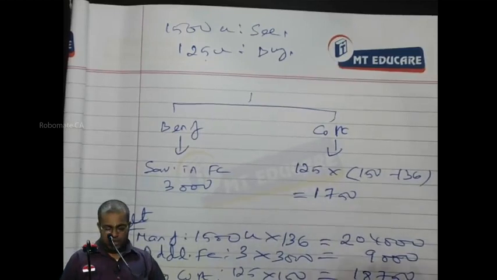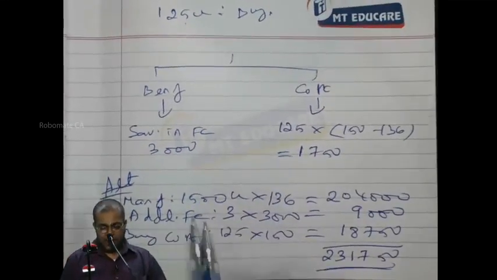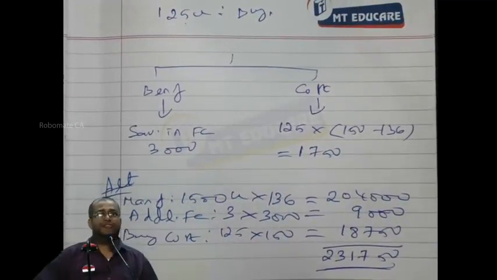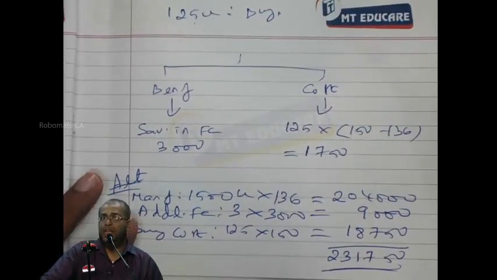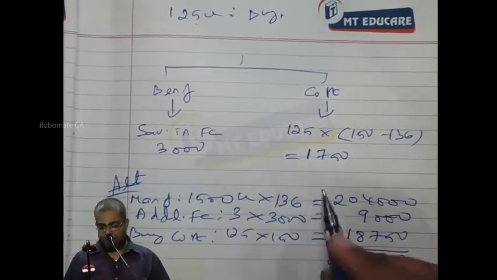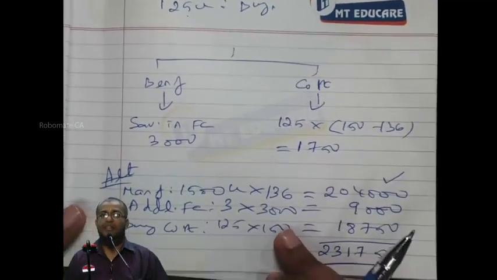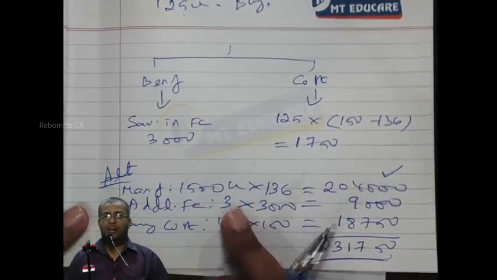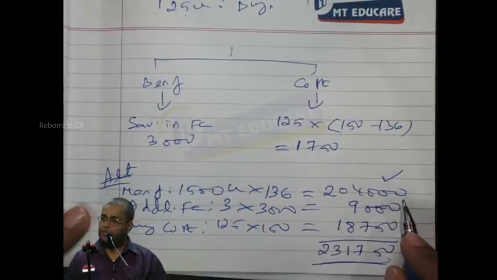Now, let's do it in the straightforward way and then go for cost benefit. Okay, write down. Variable manufacturing cost. I'm dictating this part. Variable manufacturing cost: 1500 units into 136. How much rupees? 2,04,000.